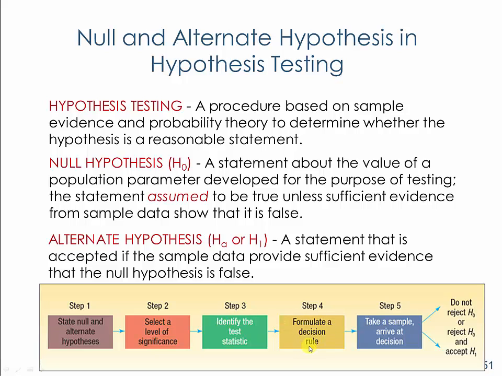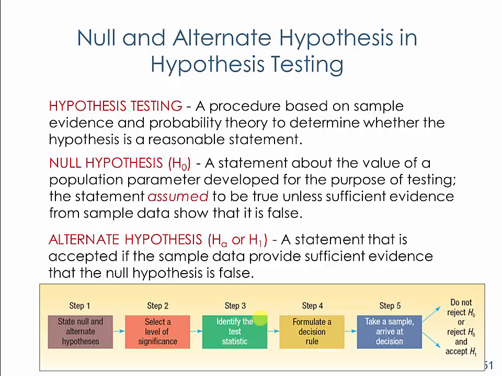In other words, we're saying we want to try to nullify this. At what point is it that we would nullify this? At what point would we reject the null hypothesis and accept the alternate hypothesis? That's what we're doing here. We're creating that decision rule. And then we take a sample, we calculate a sample statistic, and we arrive at a decision that's either do not reject the null hypothesis or reject the null hypothesis and accept the alternate hypothesis.